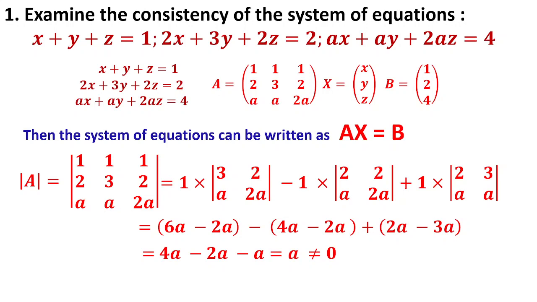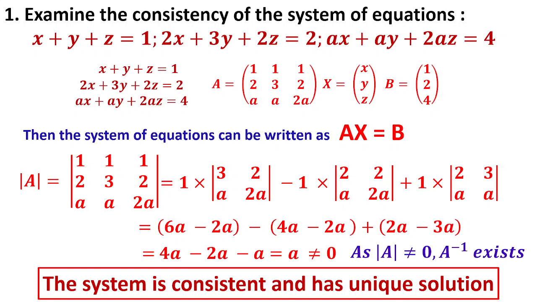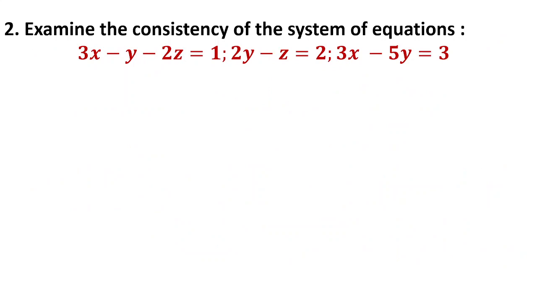But remember, in the last equation, it is ax plus ay plus 2az is equal to 4. Therefore, to be very clear, a is a non-zero quantity, otherwise the third equation will never exist. Therefore, this determinant is non-zero, therefore A inverse exists. Therefore, the system is consistent and has a unique solution. You have not been asked to solve it, you have been asked to examine whether there is any hope for solving it or not.